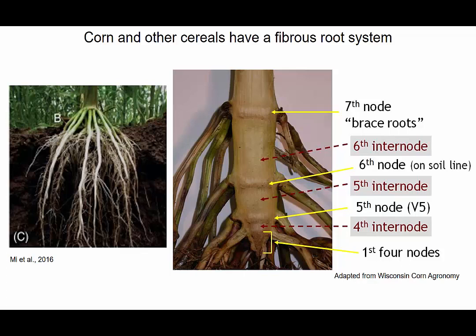So on the very bottom, we have our first four nodes that are compressed right at the base of the stalk. We then have a fifth node of roots that is still under the soil surface. A sixth node of roots appears right at or above the soil surface. And then a seventh node will often appear as well with what are known as brace roots. So for the purpose of our talk, the whorls of the sixth node and the seventh node are going to be called brace roots because they're rising above the soil surface.